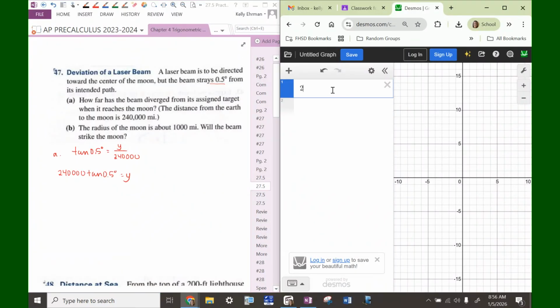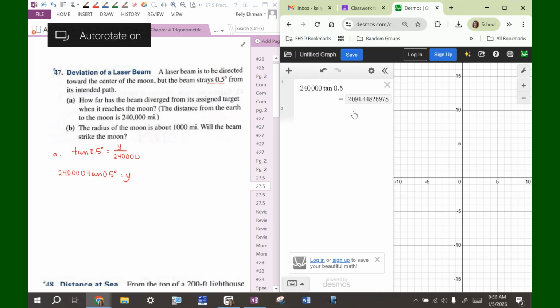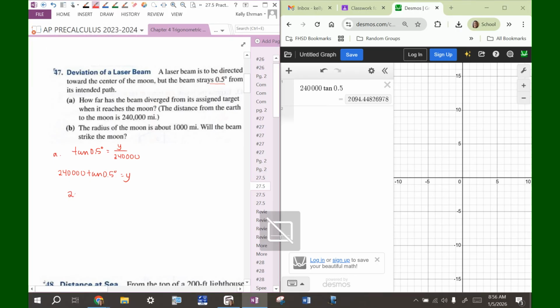So 240,000 times the tangent of 0.5. Remember, I'm still in degree mode. Okay, so my answer for y is 2,094.448. We are measured in miles because that's what the 240,000 was measured in. That's my answer for A. So that's how far from where we should be hitting the moon to where we actually are.